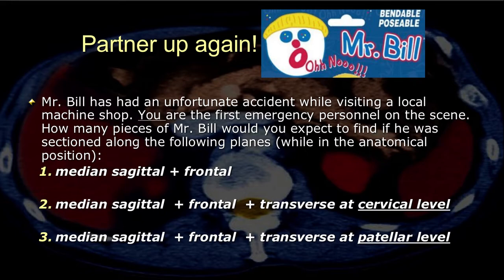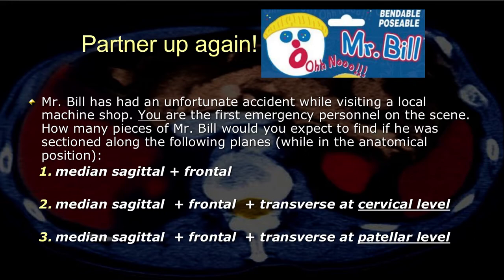Okay, now the second one, we start with the same thing. We have a mid-sagittal, we have a frontal. So we're at 4. Then we do a transverse cut, give us a top and a bottom, at the cervical level. What's the cervical level?